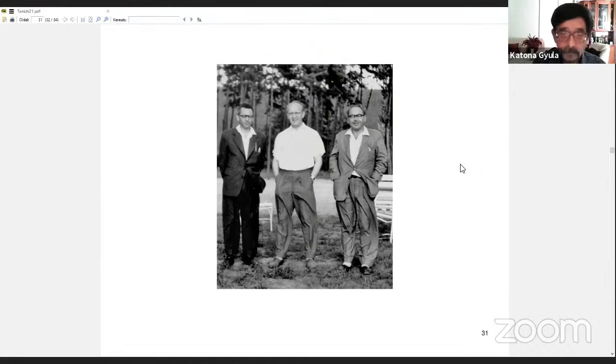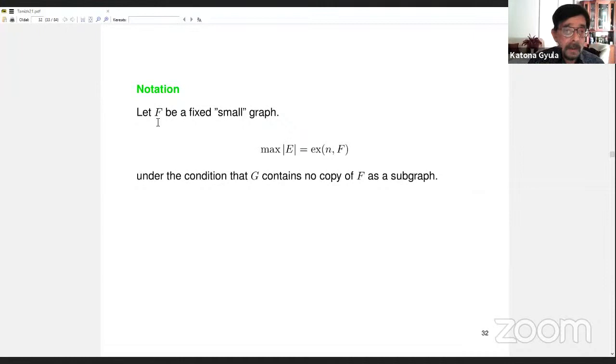Yeah, so back to mathematics. The general problem is if F is a fixed small graph. So earlier we had the triangle and, more generally, the complete graph on m vertices. And in general, F is a fixed small graph, and then the maximum number of edges, if the graph does not contain F as a subgraph, not necessarily induced, of course.